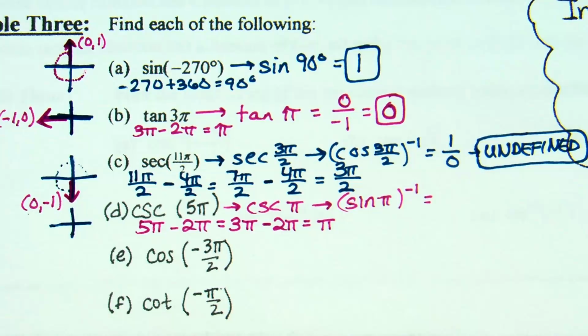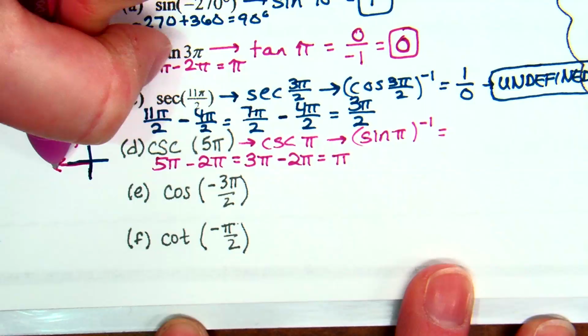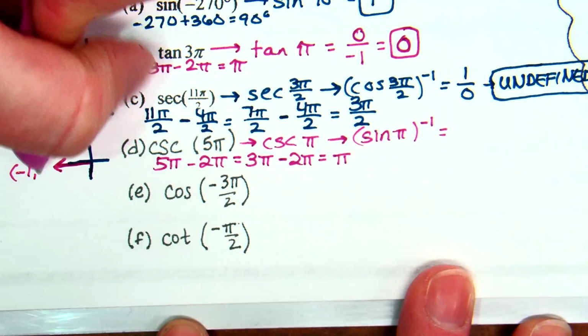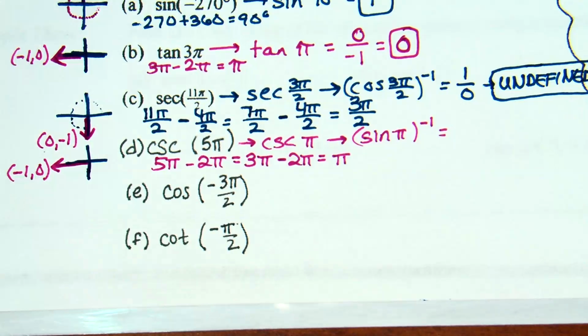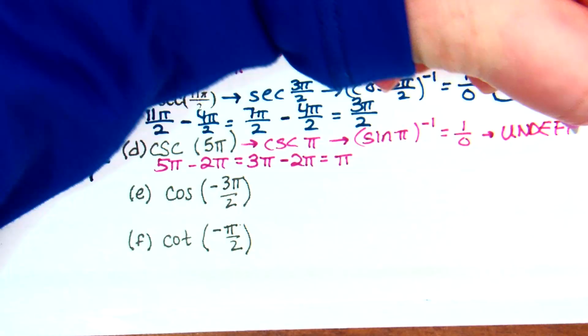I think you guys already told me, didn't you? Where is pi? It's over at 180. What's my ordered pair over here? Left 1, up or down 0. So what do we know about the sine at pi? Sine is 0. 0 is a fraction if you want, 0 over 1. What's the reciprocal of 0? You can think 1 over 0 if you want, or you can just go straight to undefined.